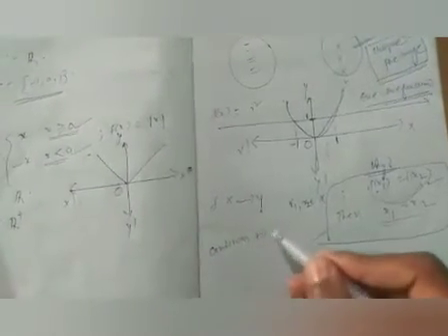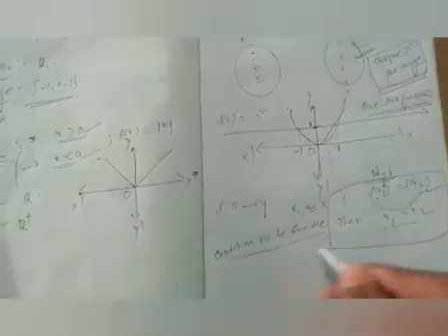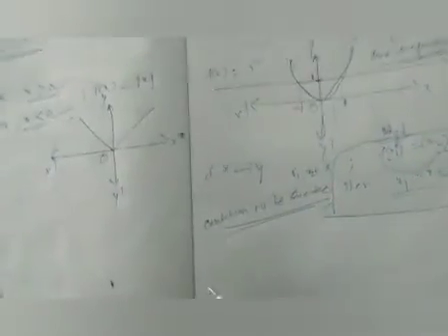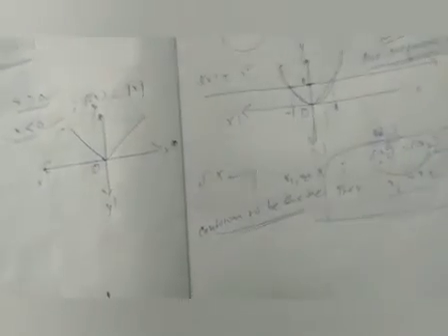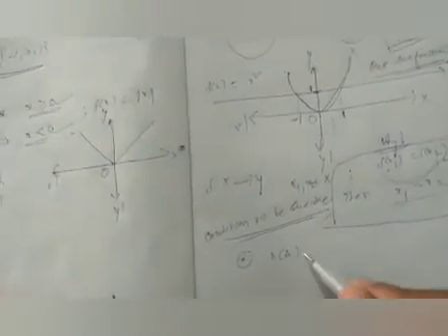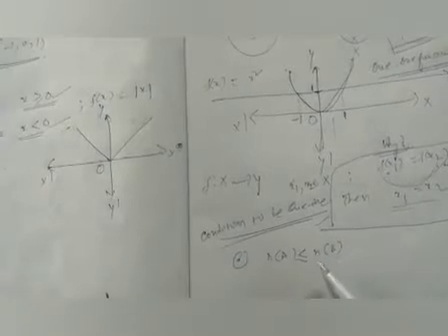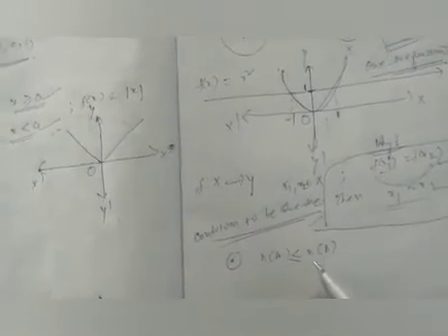Condition for one-one. So A is a set and B is a set. The condition for one-one is that the cardinal number of A should be less than or equal to the cardinal number of B, right? I think you got it.